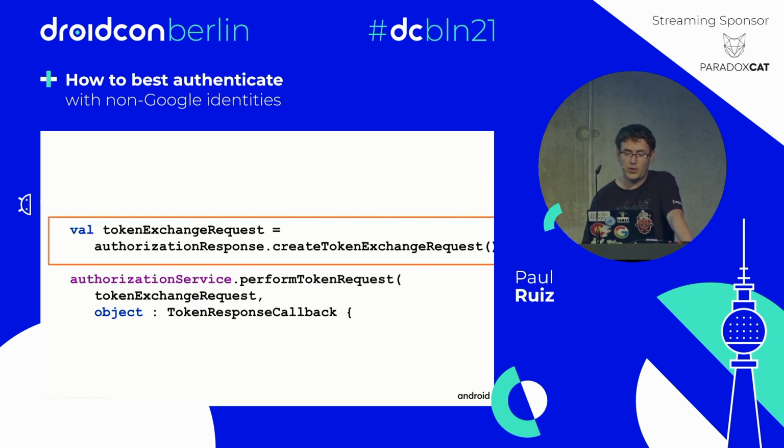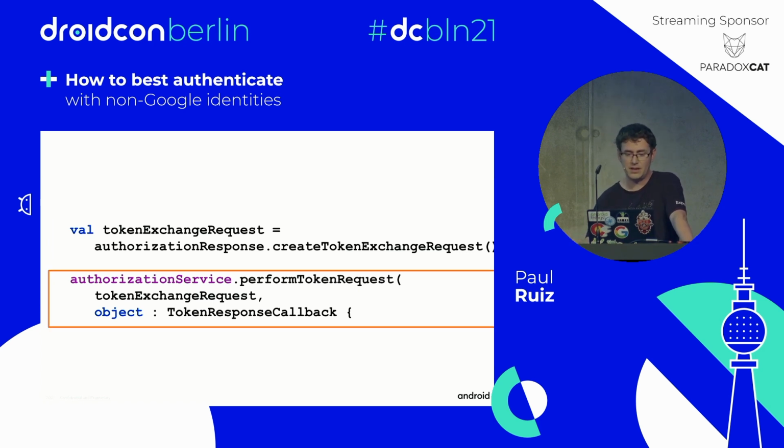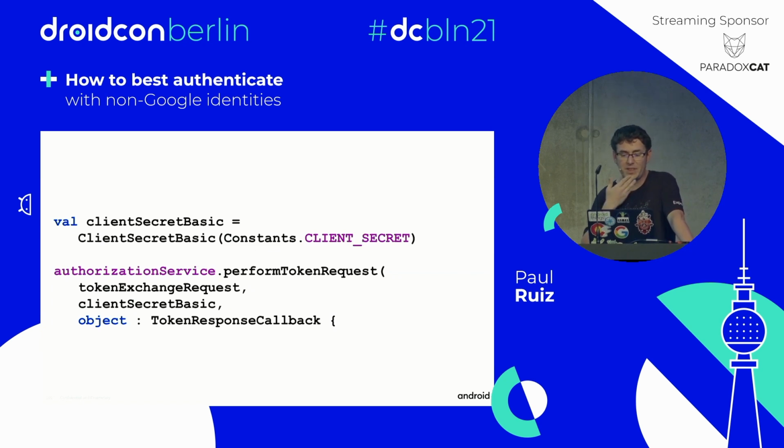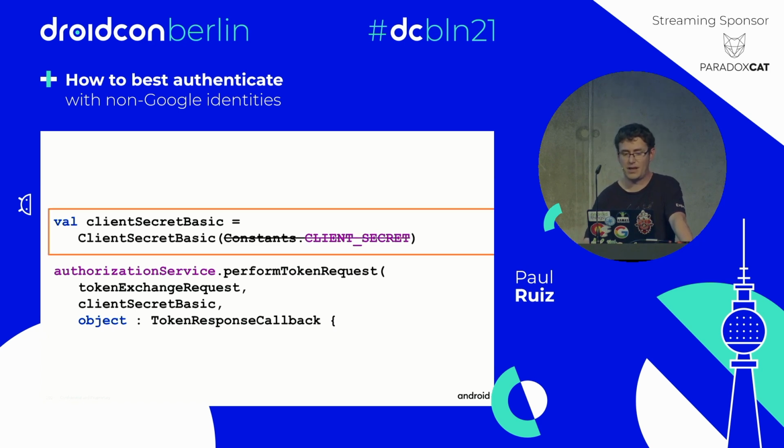And then we can start by creating a token exchange request based off of the initial authorization response. From there, we can perform the token request using our authorization service while passing in a token response callback to the function. One thing that's worth noting here, too, is that if you have set up your provider to expect a client secret, we talked about a little bit ago, then you just create a new client secret basic object and then pass in the authorization service when you're performing that same token request.